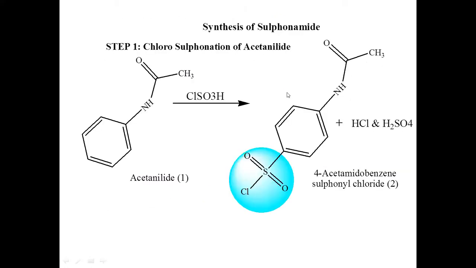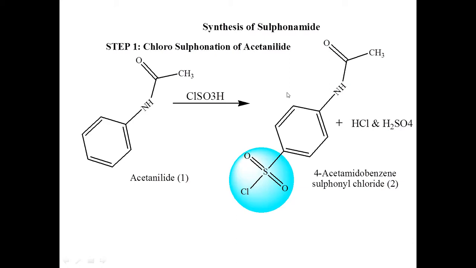Now, this is the first step of synthesis of sulfonamide, that is chlorosulfonation of acetanilide. Here the yellow highlighted part is a chlorosulfonyl group, sulfonyl chloride group, which is added on the acetanilide. When acetanilide is treated with chlorosulfonic acid, it gives 4-acetamido benzene sulfonyl chloride with the removal of HCl and water.